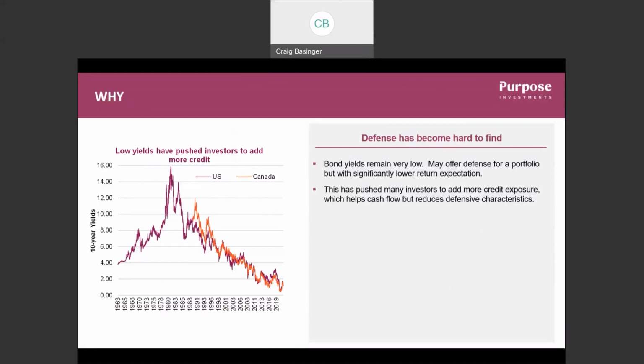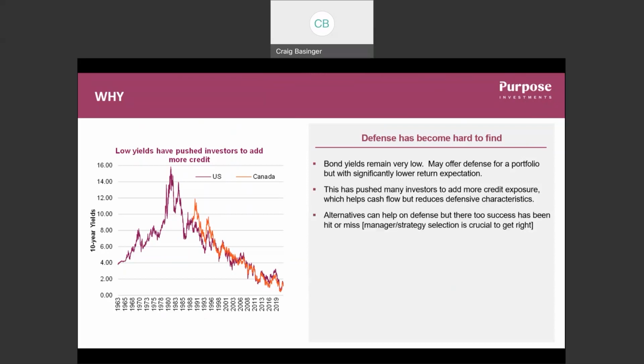Add to this, credit spreads are very low. People have put more and more exposure onto the credit side away from government bonds to help the cash flow. But this has reduced the defensive characteristics of the bond portion of many clients' portfolios.